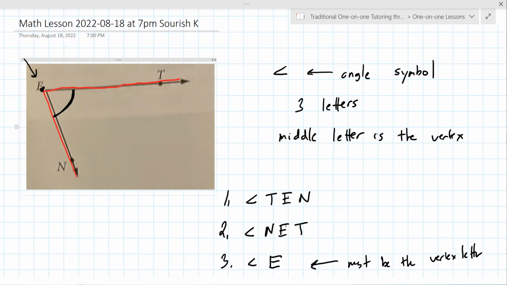All right, so let's look at question number 2. Hold on, so the vertex is E, right? The vertex is E, yes. And that's why you can use it as a single letter.